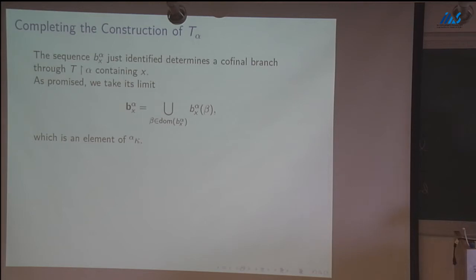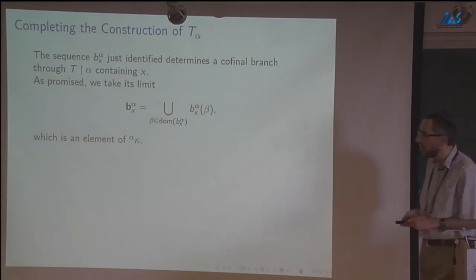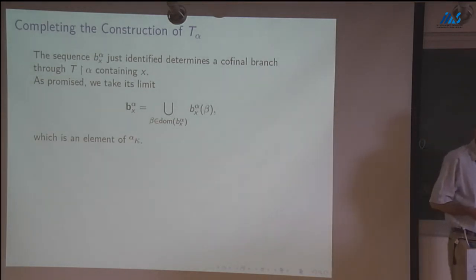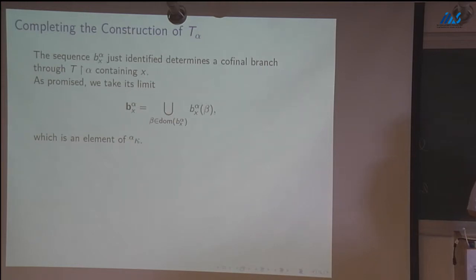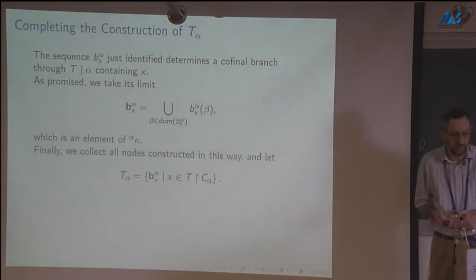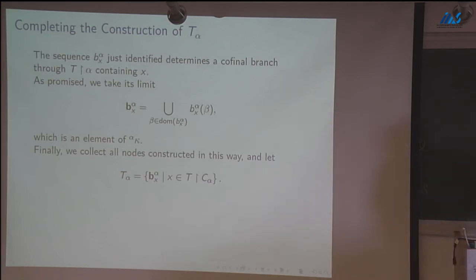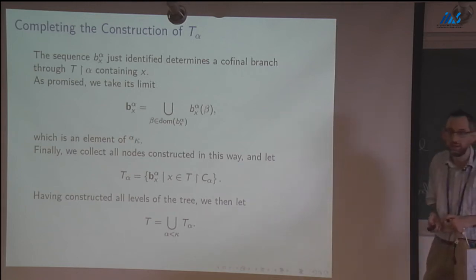The sequence B alpha x just identified determines a cofinal branch containing x. And then, as promised, we take its limit, which is something at the right height, and we're going to put that into the tree. So we define the boldface B to be the limit of that sequence going up to alpha, and then we put all such things into the level alpha, and that is our level T alpha of the tree. All right. Having constructed, then of course we take the tree as the union of all the levels we've constructed.